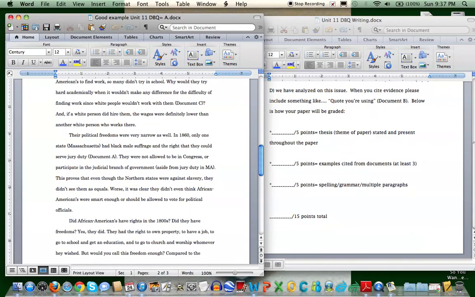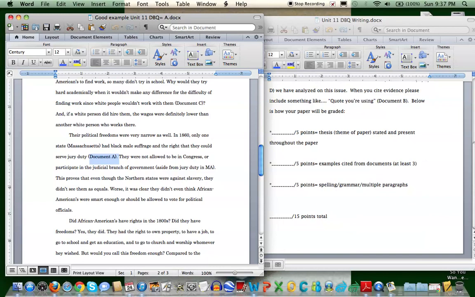Their political freedoms were very narrow as well. In 1860, only one state, and again, the student just lists, it's Massachusetts, had black male suffrage. The student showing me that they know the term suffrage, which is the right to vote. Again, showing me that they clearly understand what's going on. And the right that they could serve jury duty, document A. Very nicely done here. Specific, to the point, and citation is there.